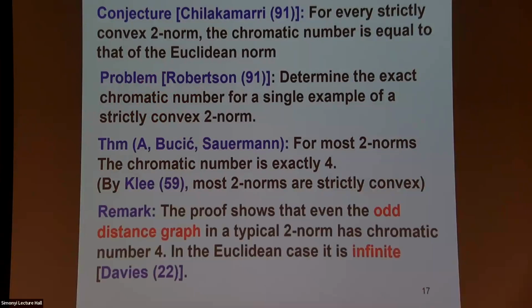I should say that the proof actually shows that even if you look at the odd distance graph in a typical two-norm, so you have a norm and an odd distance graph, you join 2 points by an edge if and only if the distance between them is an odd integer, there is a recent paper by Davies showing that for the Euclidean case the chromatic number is infinite. And actually for most two-norms, it's still four. Right? So it really behaves differently.